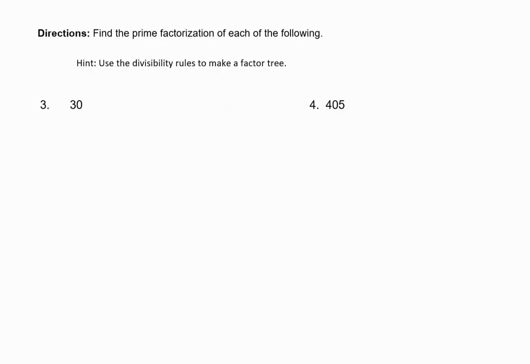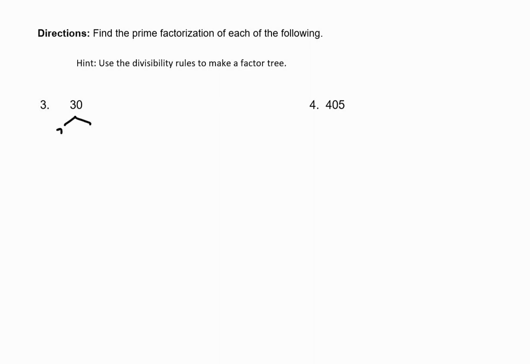Okay, the directions for our next two problems say to find the prime factorization of each of the following, and there's a hint to use the divisibility rules to make a factor tree. So there's several different ways that I can start off this factor tree for 30, but I'm going to be sort of consistent in how I do this. And I'm going to start with the smallest number, which is 2, right, because we never use 1 when we're using factor trees. And I'm going to see if 2 can go into 30.